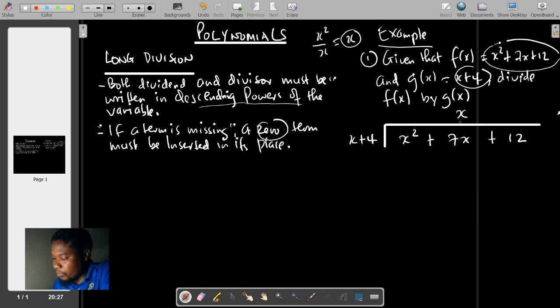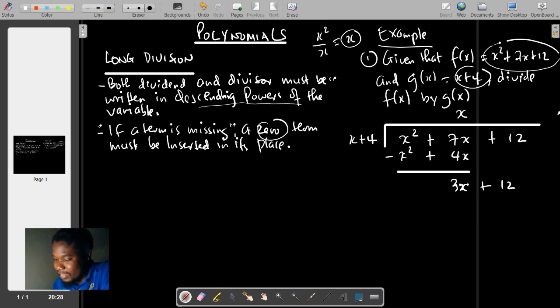Now when we do that, x times x gives you x squared. Then you multiply x times 4, that will be plus 4x. And then like we do with numbers, we subtract. What we get from there is x squared minus x squared is 0. 7x minus 4x is 3x. Then we drop down the 12. This is so easy, isn't it?